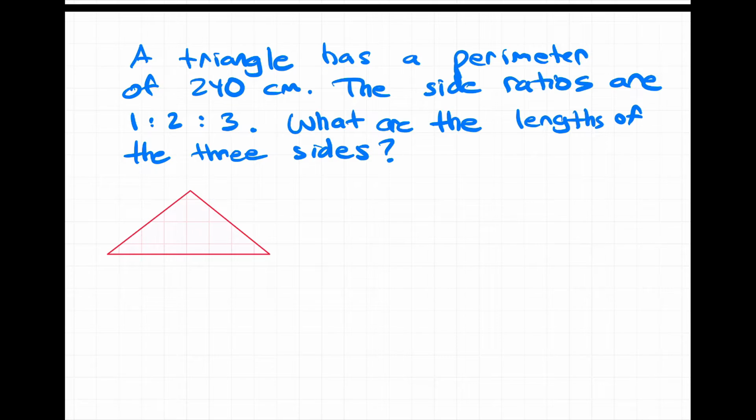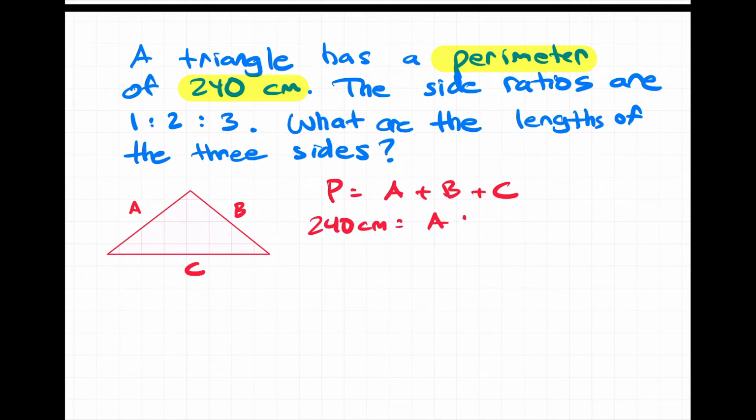It says that we have a perimeter right here of 240 centimeters. So don't forget, we're going to have units here of centimeters. And what is perimeter? Well, it is the length going all the way around. So it's going to be side A, B, and C. So the perimeter is going to equal A plus B plus C. Okay, now what does it say? It's 240, so I know that 240 centimeters is going to be the A plus B plus C.